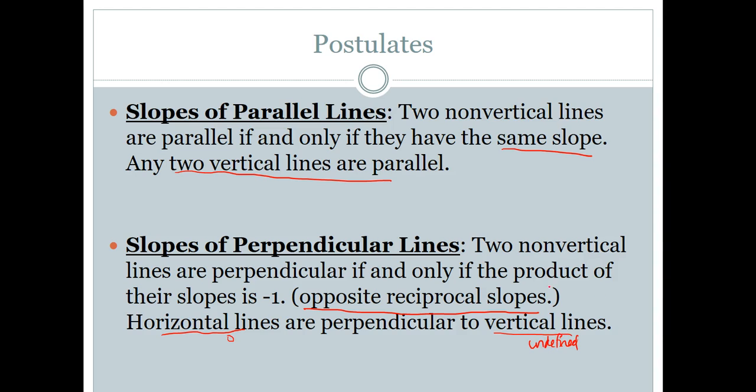What opposite reciprocal means is if I had, say, a slope of 2/3, opposite means I change the sign, and reciprocal means I flip it over. So my perpendicular slope would be negative 3/2. So we talked about that in Algebra 1.